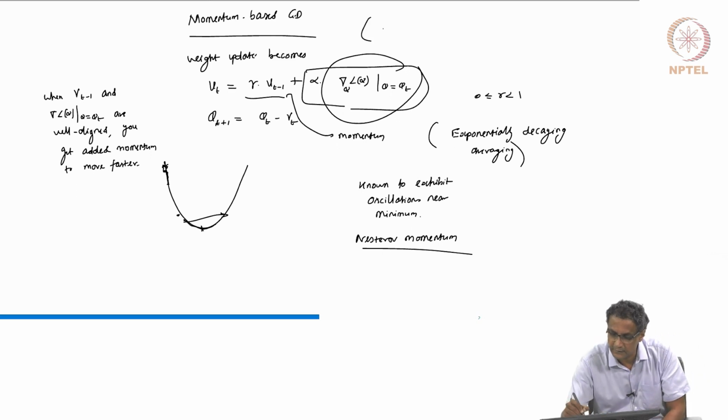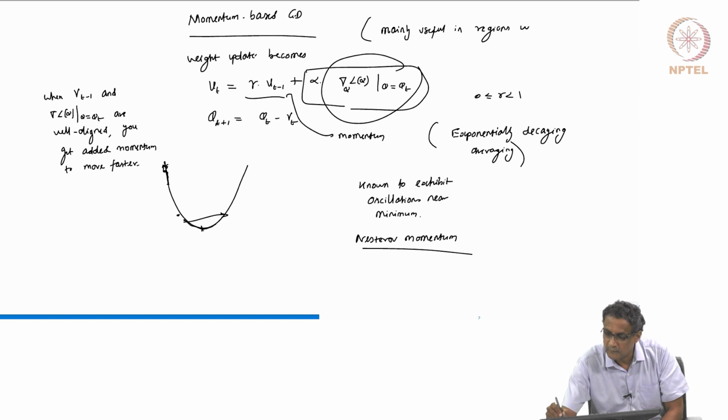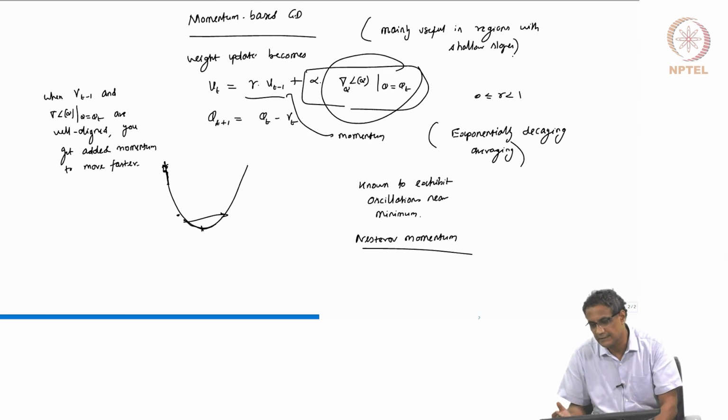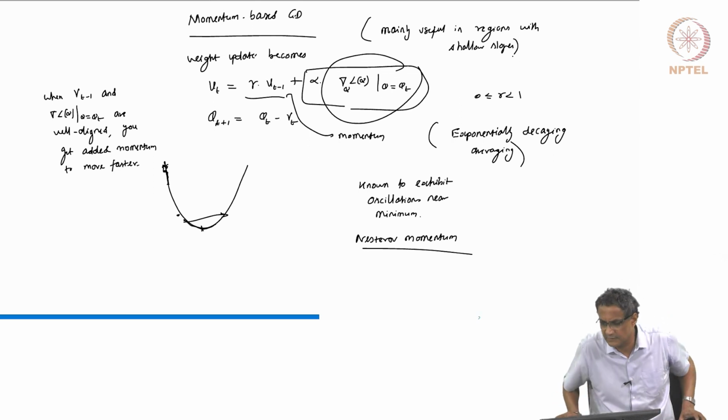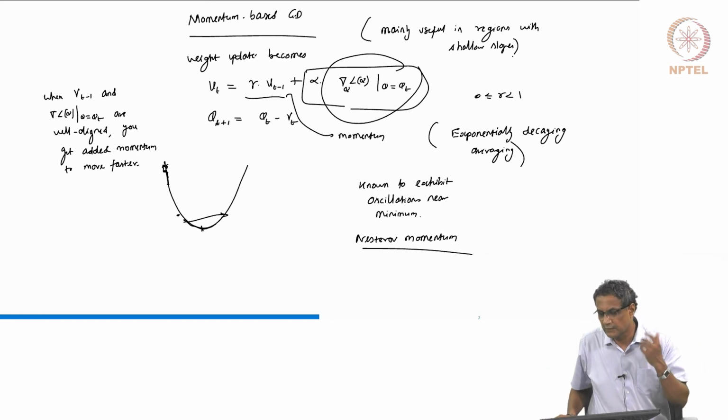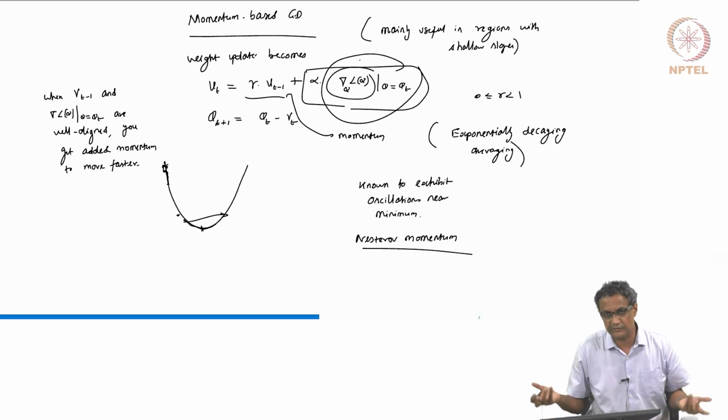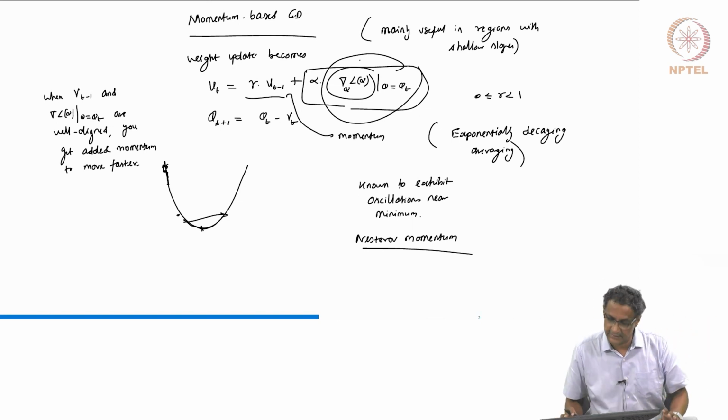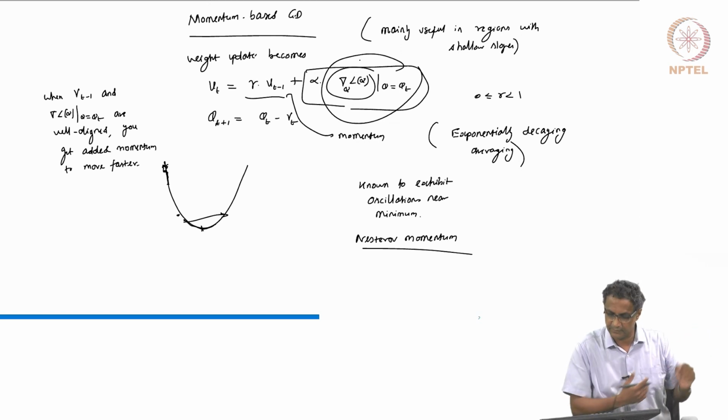This is mainly useful in regions with shallow slopes, because that's when you need to go faster. It's not only useful for flat regions. Otherwise you will have a very small gradient, and if your alpha is fixed, your step sizes become really small. Instead, you could use the previous history to accelerate, because that's how you came, and it makes sense to use your past history.